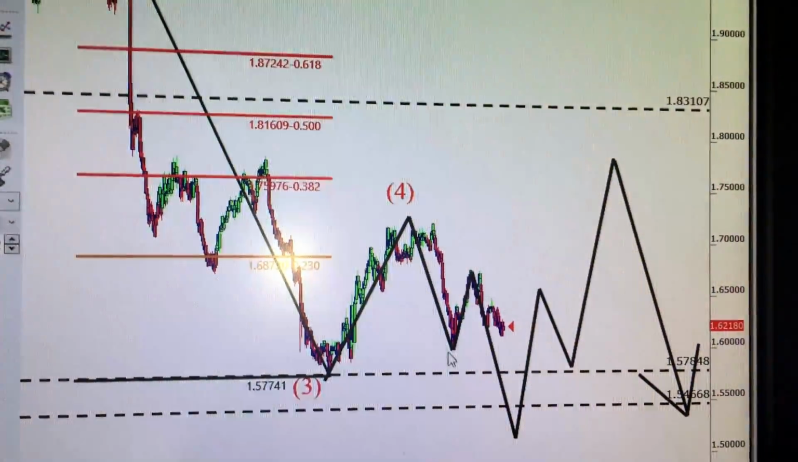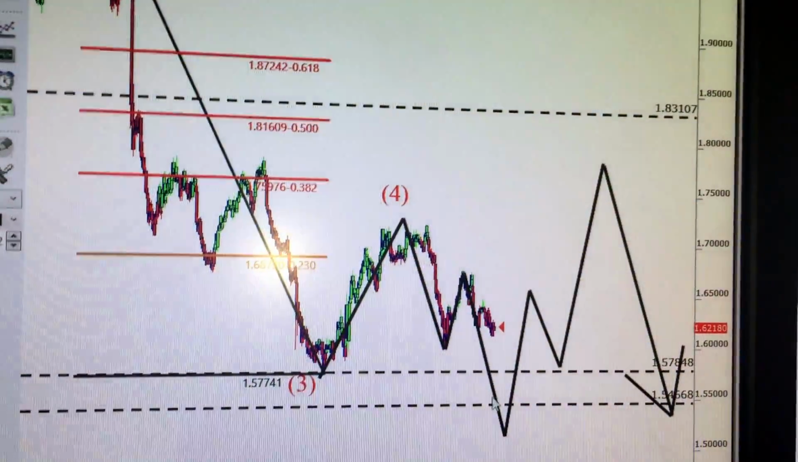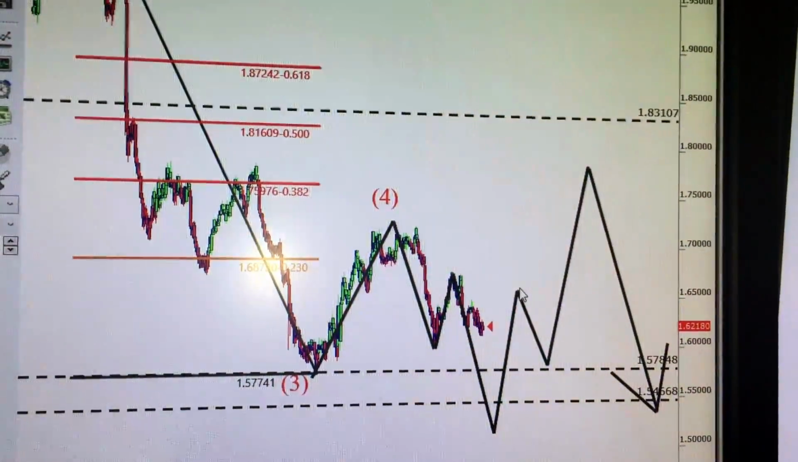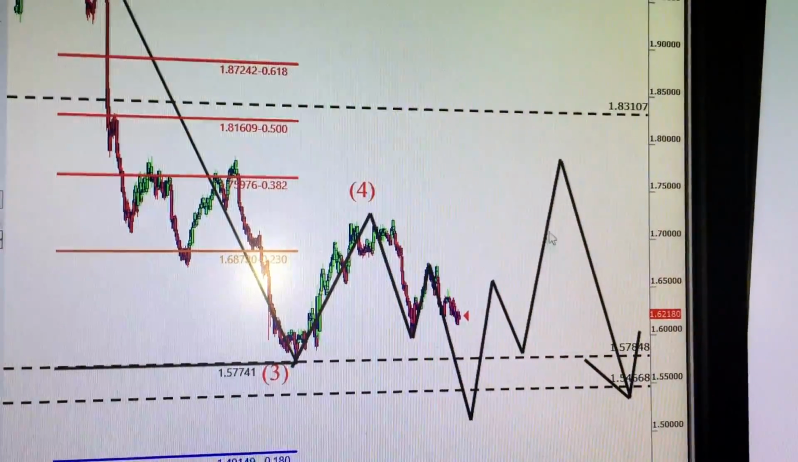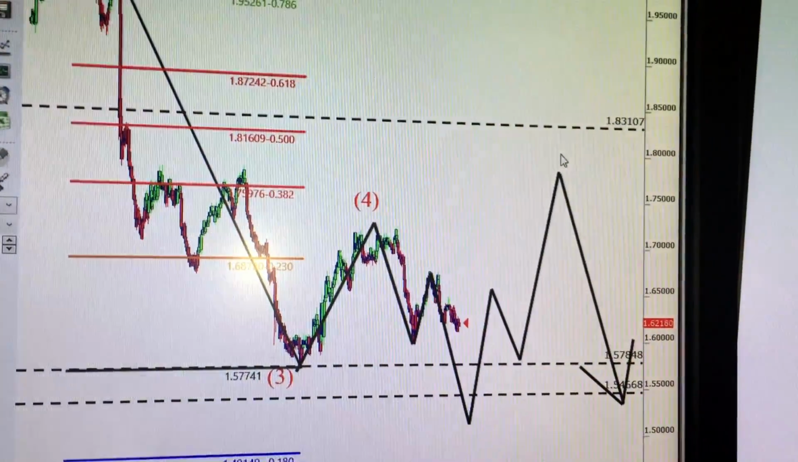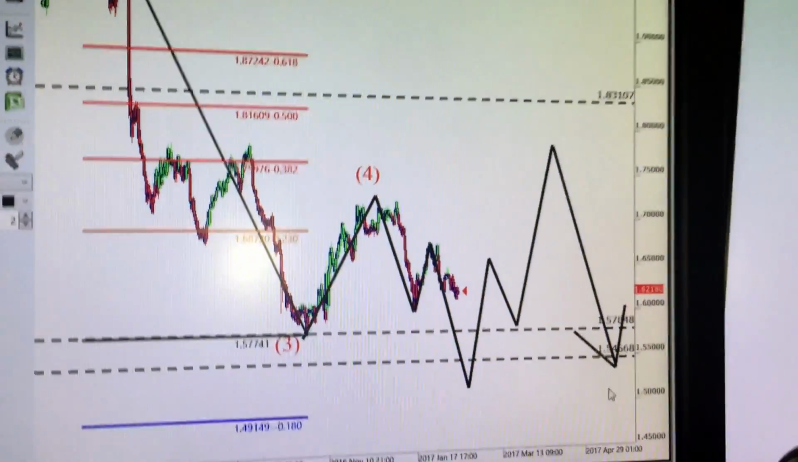It's going to go bearish, then bullish, then bearish, then bullish back up again, come back down to support, and then rally back up again. And then long term, we're bearish again on this.